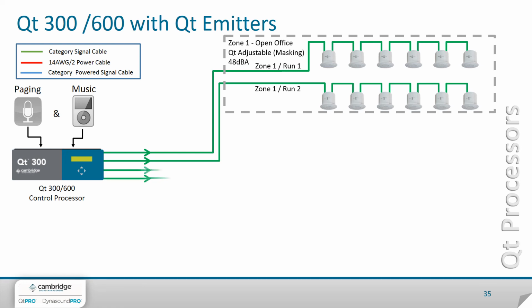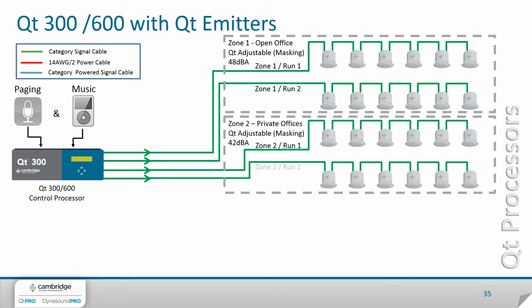For Zone 2, we have a need to provide sound masking to achieve privacy in a group of private offices. Because these offices are much smaller and benefit from some acoustic blocking by the office walls, the level of sound masking required in these areas is reduced to 42 decibels A-weighted. The sound masking level for each zone of emitters is adjusted inside the QT300 independently, providing the needed control to independently adjust for the different environments.